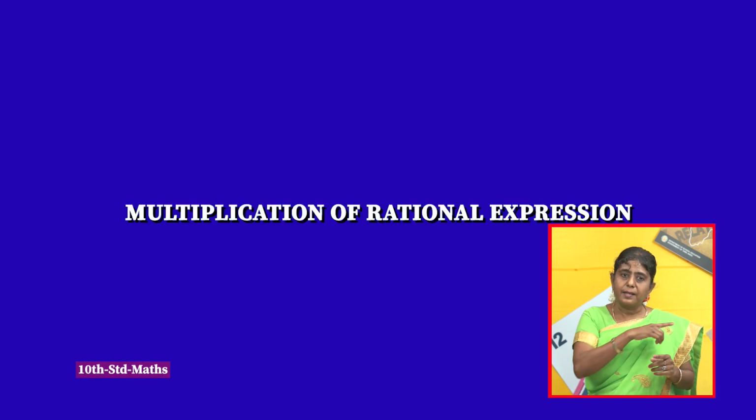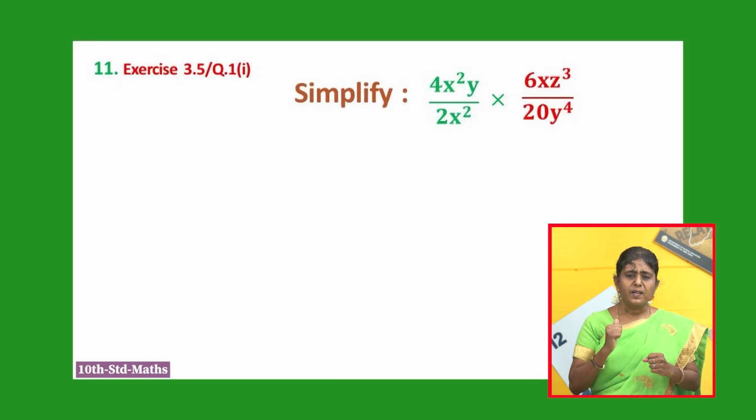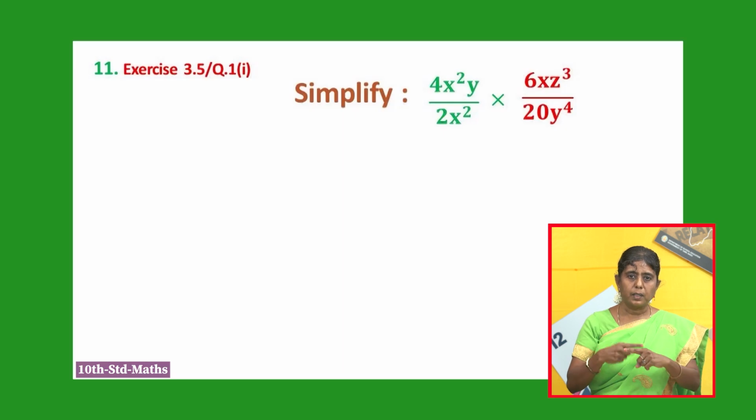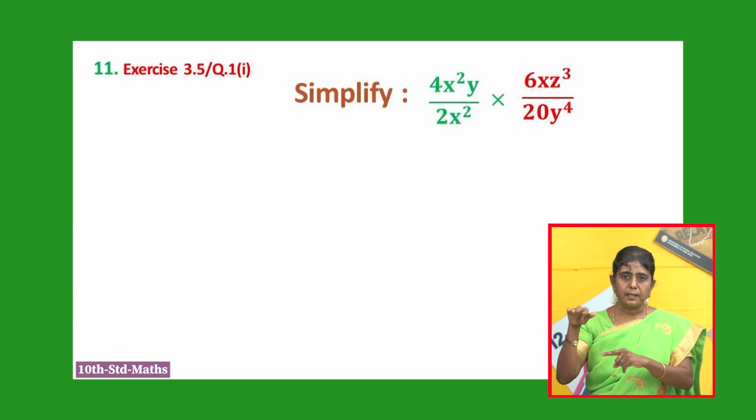It's a continuation of the last class. In the last class, we saw about the multiplication of rational expressions. Few problems we saw that. Some more problems are there. Exercise 3.5 question 1, this first subdivision, they gave as simplify. But what is the operation just there you see in the middle, multiplication. So, it means we have to multiply the given two expressions. Now, what is that one? First one is 4x squared y by 2x squared into 6x z cube divided by 20y power 4.